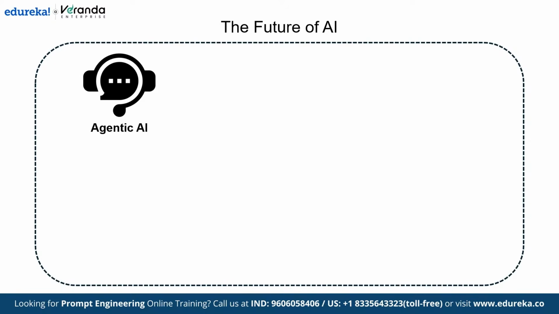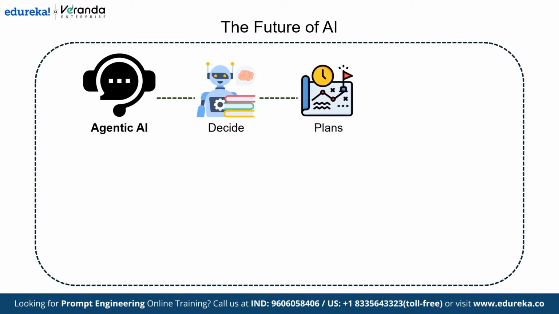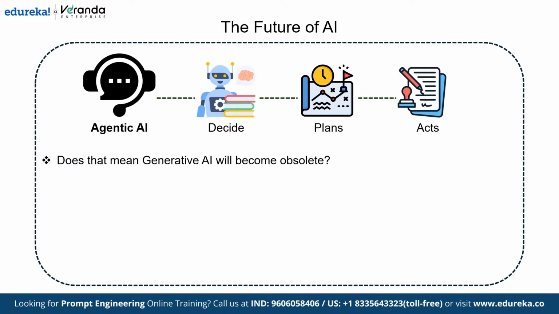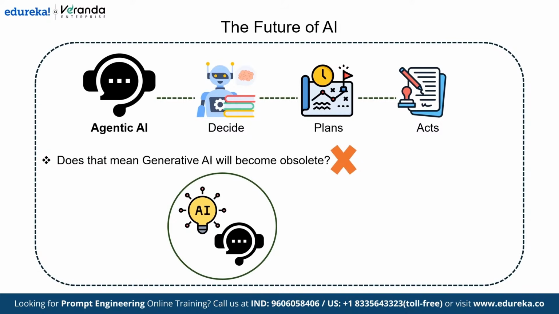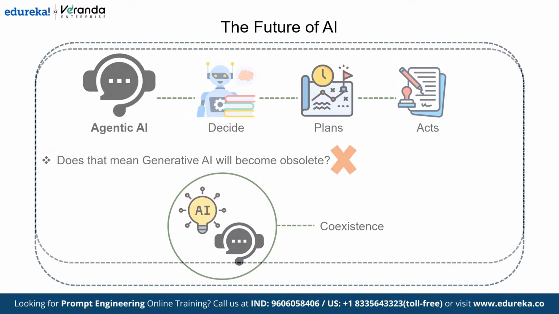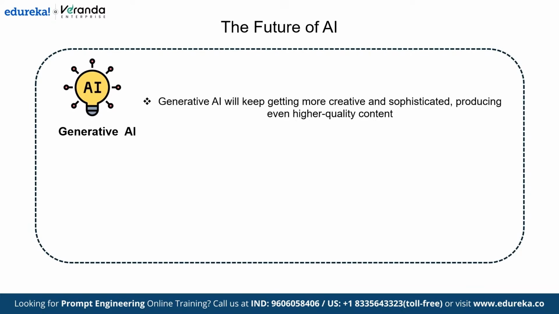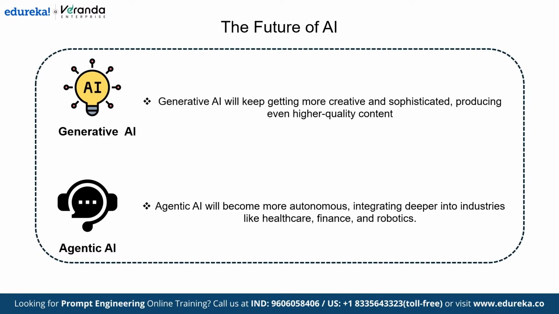Agentic AI, on the other hand, takes things further. It doesn't just generate, it decides, plans, and even acts. It's the next step towards true autonomous intelligence. Does that mean generative AI will be obsolete? Not necessarily. The future of AI isn't about one replacing the other. It's about coexisting. Generative AI will keep getting more creative and sophisticated, producing even higher quality content. Agentic AI will become even more autonomous, integrating deeper with industries like healthcare, finance, and robotics.